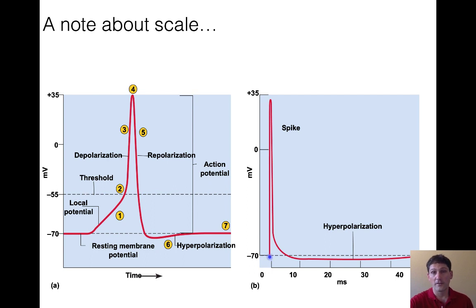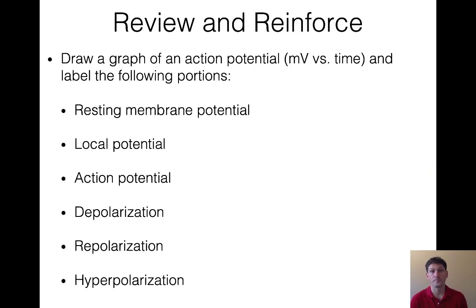Here is our stimulus that gets us to threshold. Here's our action potential, this spike, and back to our resting membrane potential in about 50 milliseconds. So this spike only happens in a handful of milliseconds. Our hyperpolarization then is a little bit longer, much longer than this spike here, and we're going to talk about why that's important. But again, we're only talking about milliseconds here, so this is a very, very quick process.